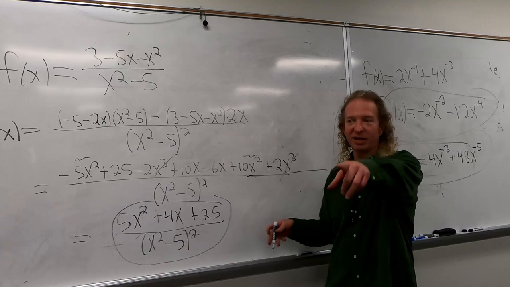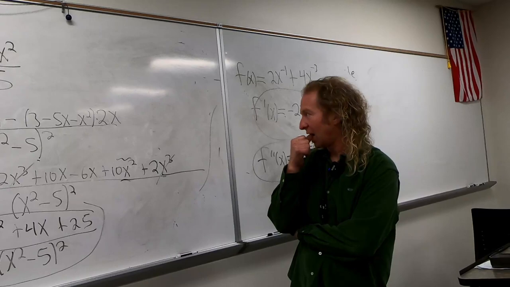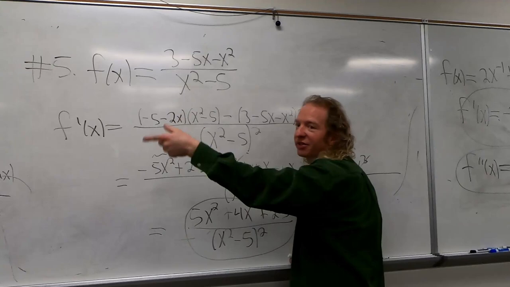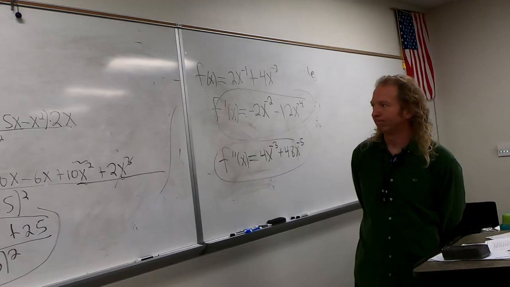Could you have canceled out one of the x squared minus 5s since you have a squared in the denominator? No. You would need another one in the numerator. Then you would need to factor it out and then cancel. Okay. Good question. No, you just leave the bottom like that. Yeah, we tend to leave it like that.